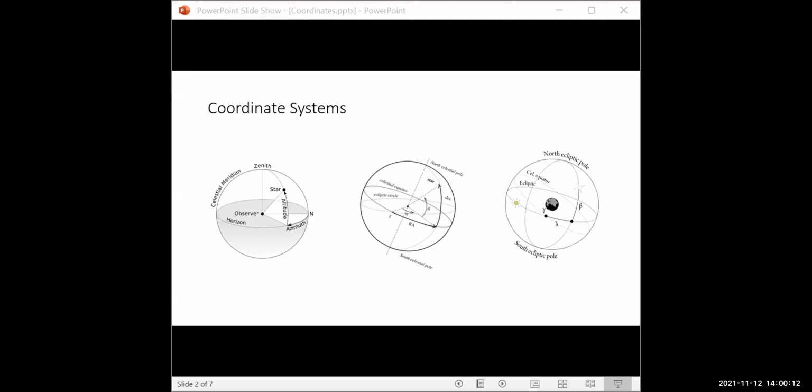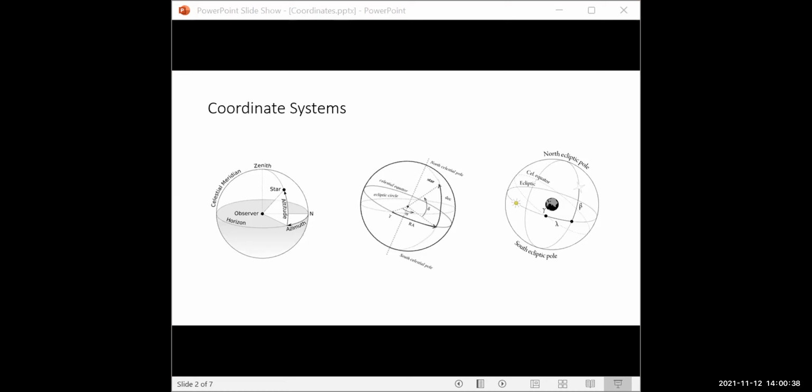So if this is the horizon, the angle which the object makes above the horizon is called the altitude. And from the north point, you measure this angle, which gives you the azimuth. So this is a local coordinate system, the alt-azimuth system, which is good only when used very locally.